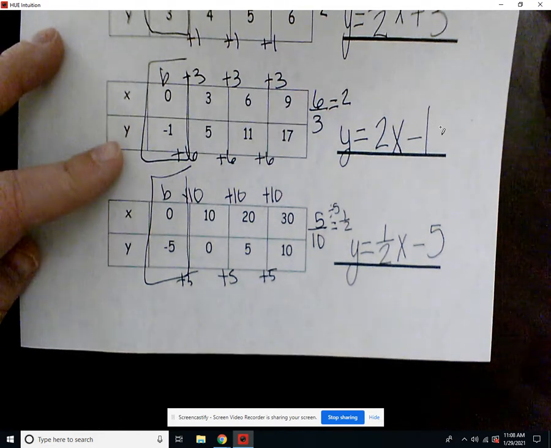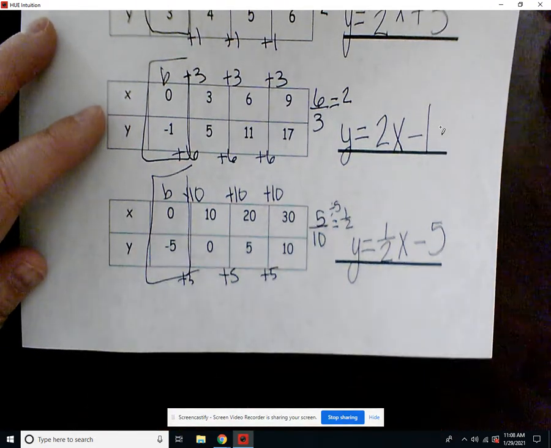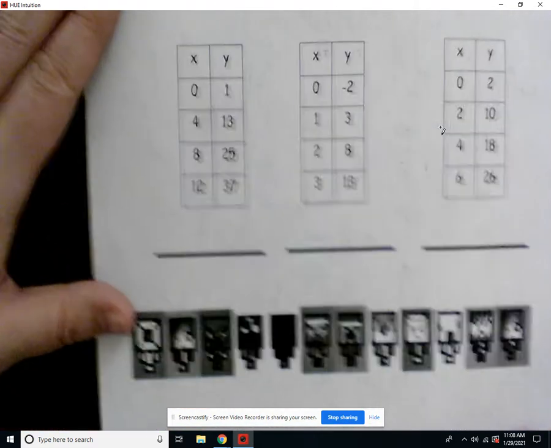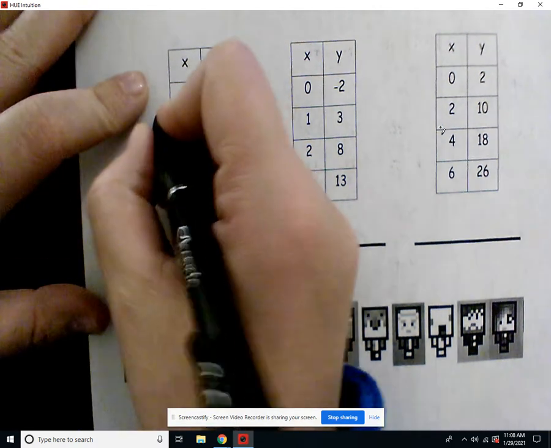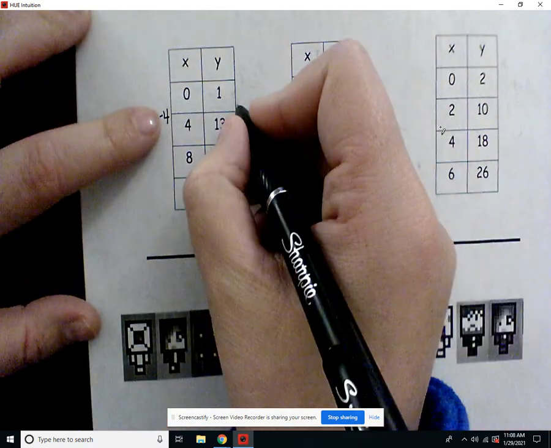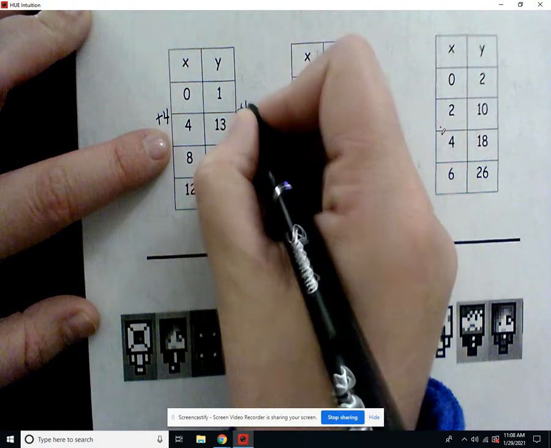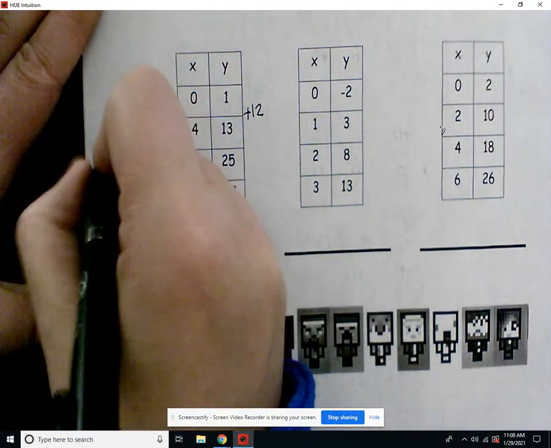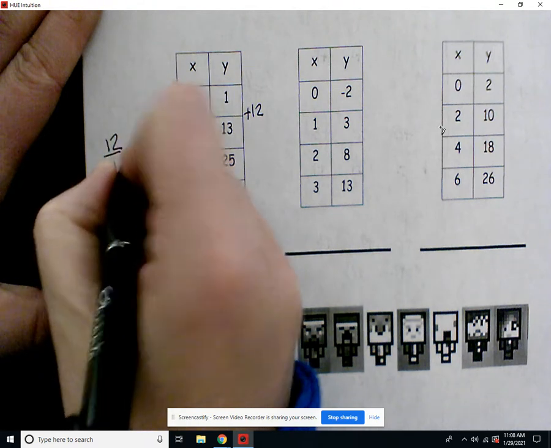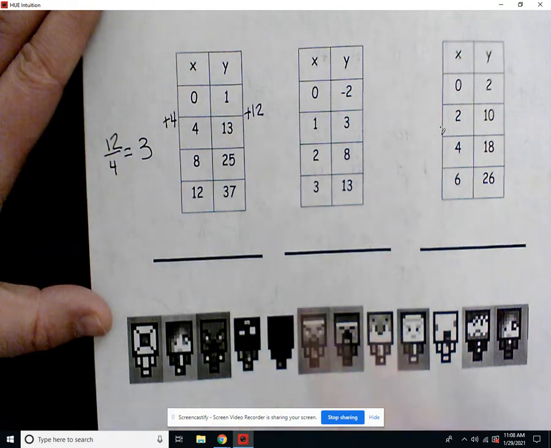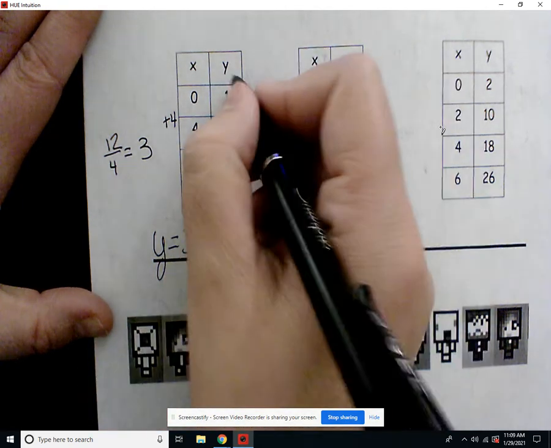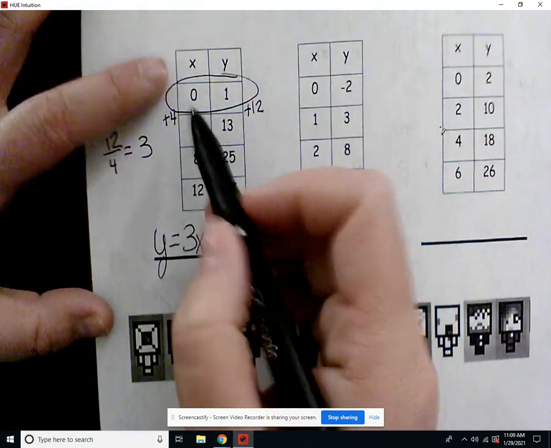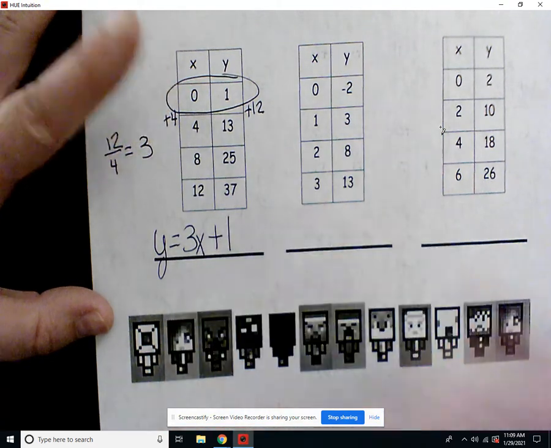Okay, these were vertical tables, so now we're going to flip the table to be horizontal. Same thing, just turned a little differently. Our x's, we are counting by 4's, and our y's are counting by 12's. So we're going to take 12 over 4, which is 3. Again, y over x. So y equals 3x. And when x is 0, the y will go at the end.